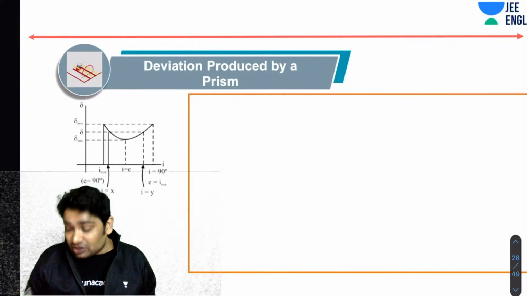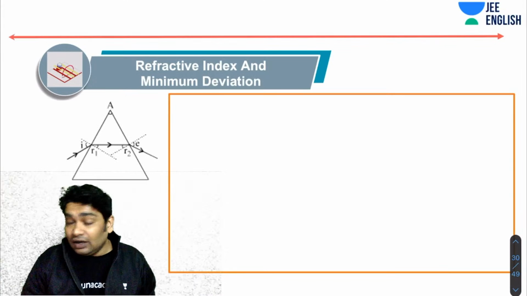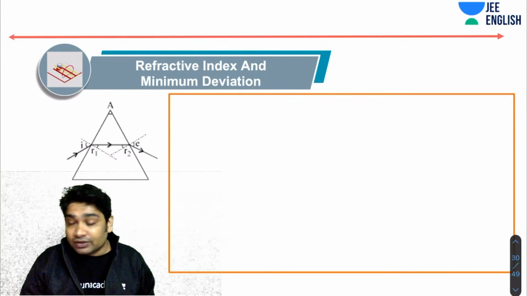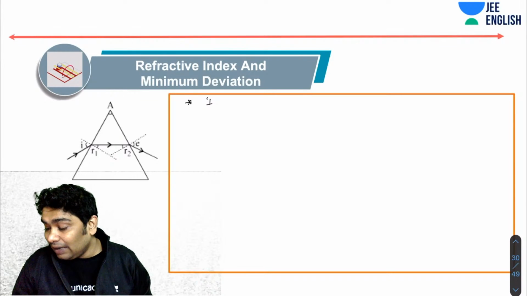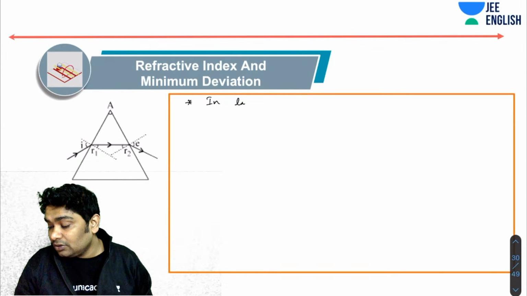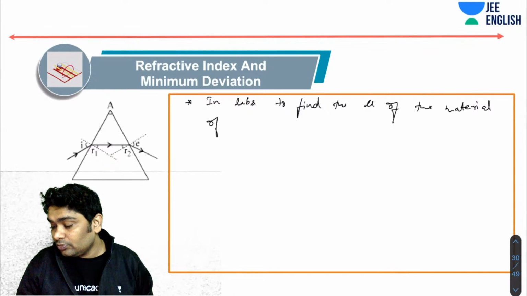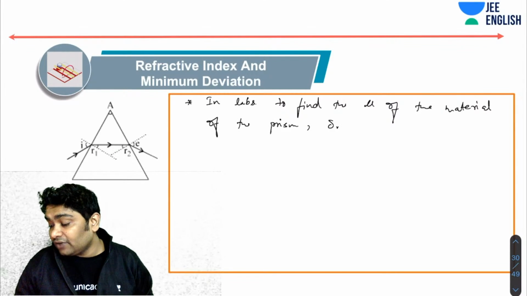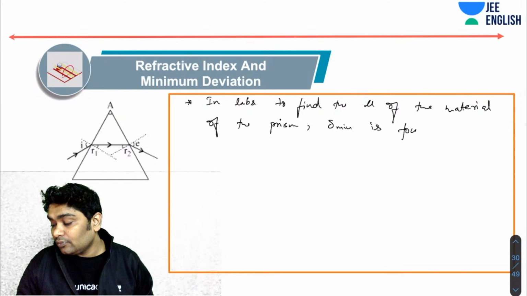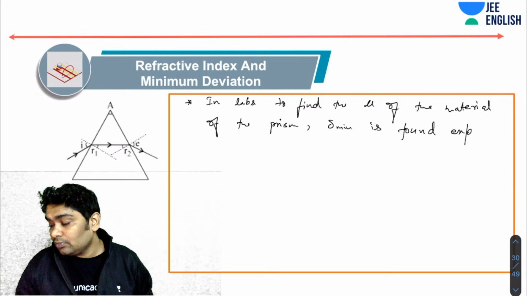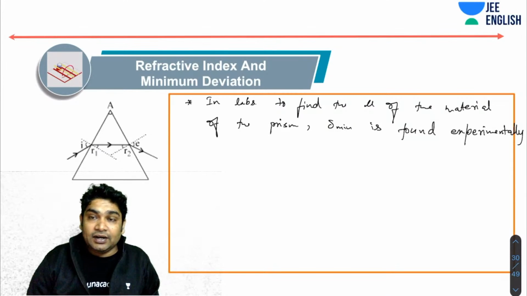Now, because of this, you have a method of finding the refractive index with minimum deviation. So, in a lab, to find the mu of the material of the prism, delta min is found experimentally. You experimentally find the delta min.